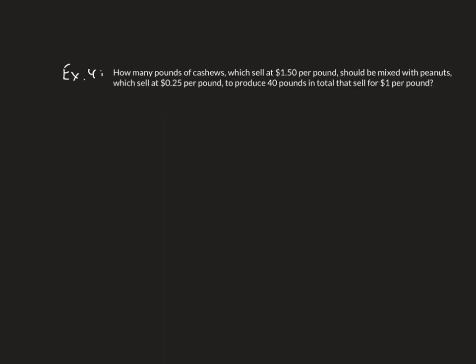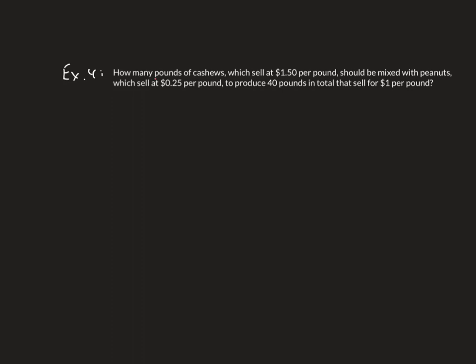Okay, so let's take a look at this other example here. So, how many pounds of cashews, which sell at $1.50 per pound, should be mixed with peanuts, which sell at 25 cents per pound, to produce 40 pounds in total that sell for $1 per pound? All right, so I want you to pause it and try it yourself first. Okay, welcome back.